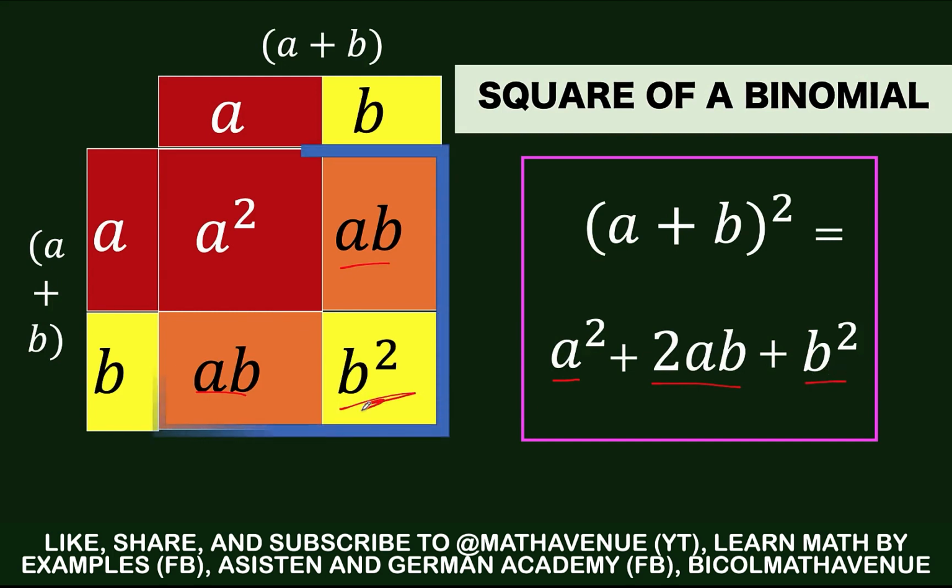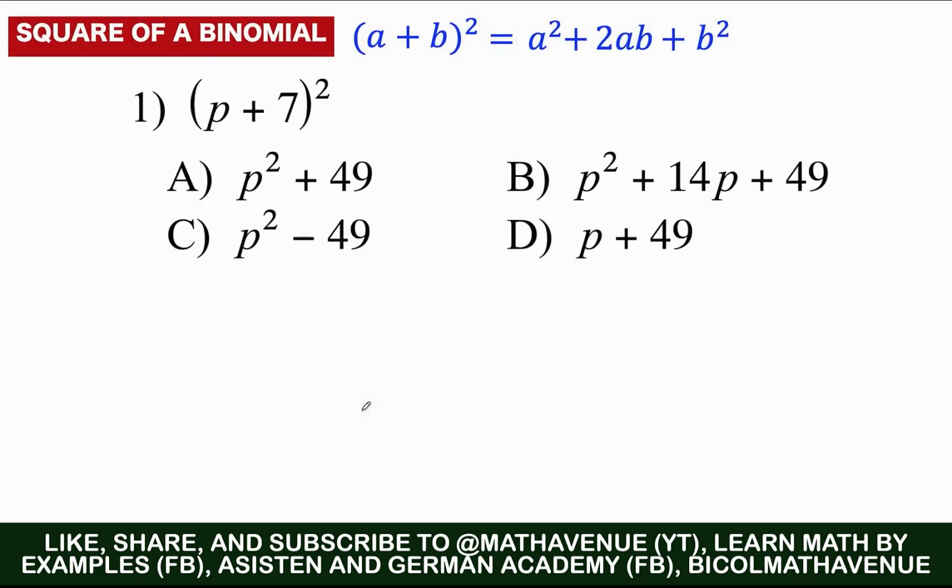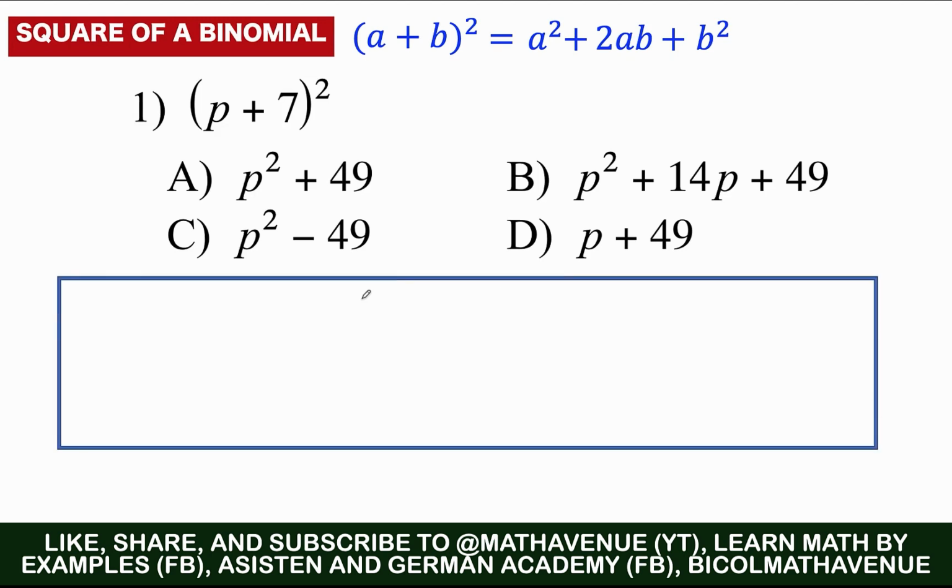Let's have an application of this. So for example, you have the square of P plus 7. Let me show you how this formula is applied. We first copy the problem. What is the first term? In here, our A would be this P, our B would be this 7.